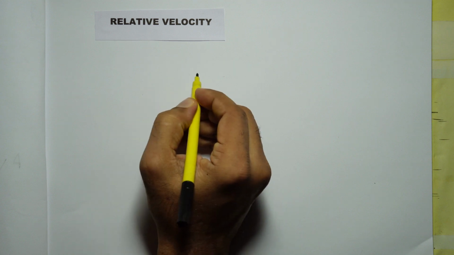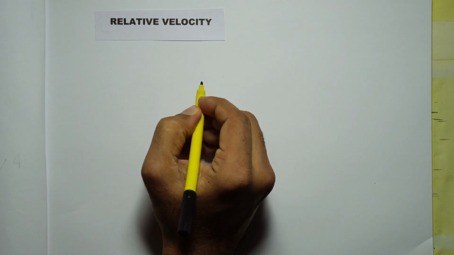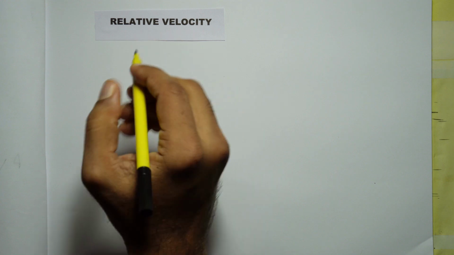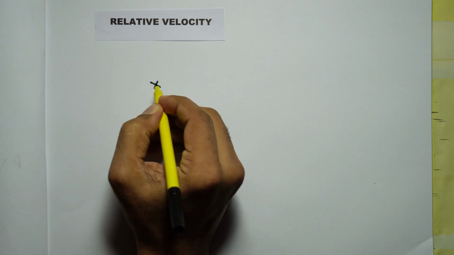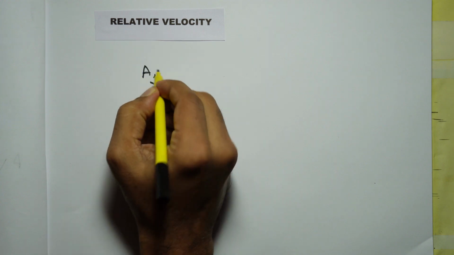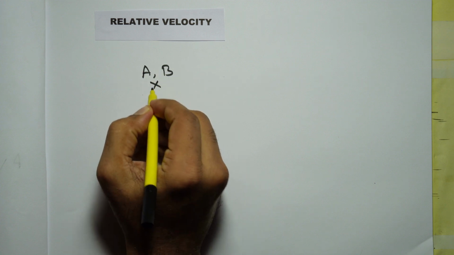The distance between two objects, how much it changes per hour. So we'll take some examples. Let us say you have a point here. Now there are two people A and B. They are both at this point.